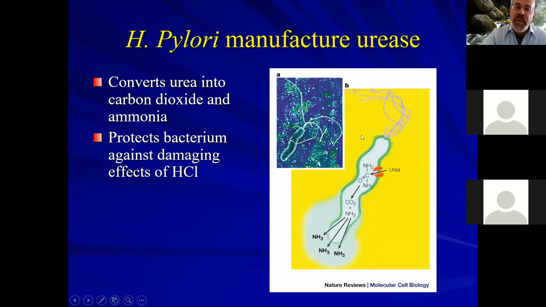Where does ammonia come from? It takes urea, which is actually a breakdown of proteins. It's a nitrogenous waste product of proteins that ends up in the urine in many cases, but there's also some in the gut. That urea is broken down into carbon dioxide and ammonia. And the ammonia creates a kind of a protective bubble around the bacteria. And as a result, it's buffered from being damaged by hydrochloric acid. And it depends on the production of an enzyme called urease. Urease converts urea into the carbon dioxide and the ammonia. Pretty cool stuff.